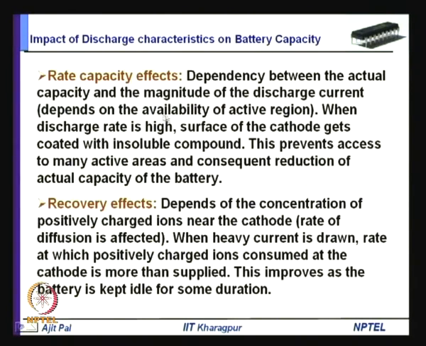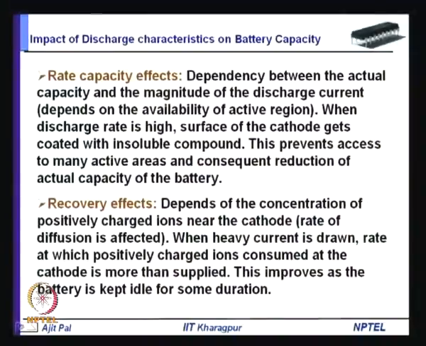The reason for that is, as I mentioned, whenever you are discharging a battery, the active area present in the battery decides how much current it can supply. So, if you draw at a larger rate, obviously more area will become unavailable. If you draw at a slower rate, more active area will be available. When the discharge rate is high, the surface of the cathode gets coated with an insoluble compound, and this prevents access to many active areas, with a consequent reduction in the actual capacity of the battery.